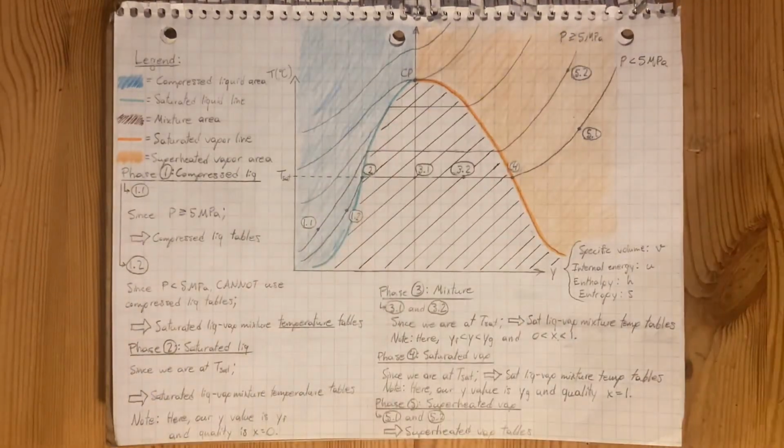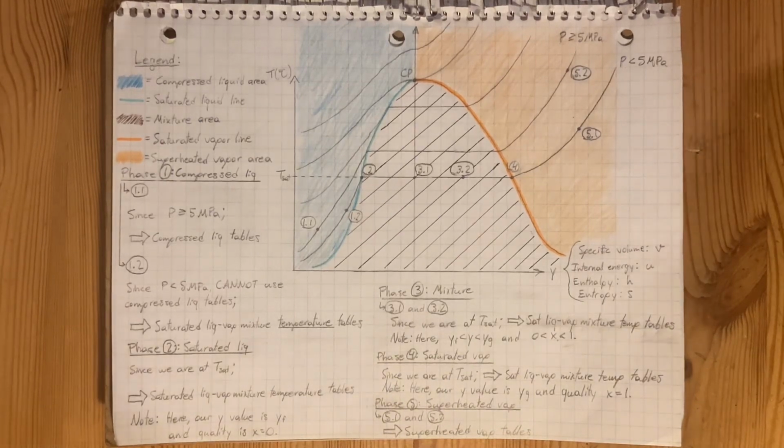So I'll be explaining how to determine what property table to use in a typical Thermodynamics 1 problem. First of all, to be able to determine that, you have to understand how a substance behaves when it's changing phase from liquid to gaseous. So it's not as simple as it may seem.